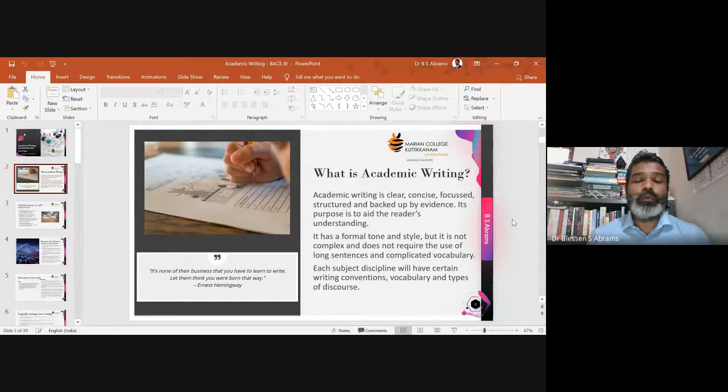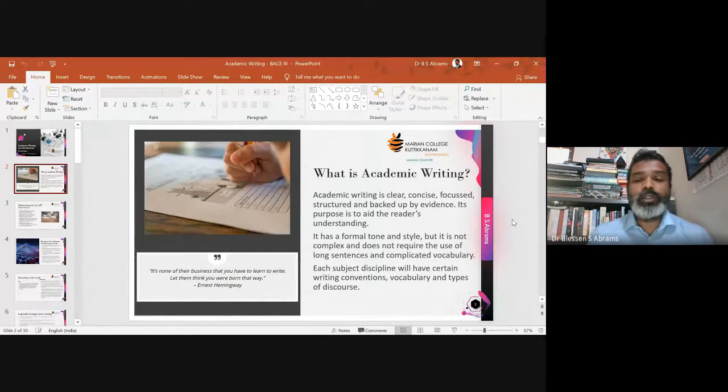And as you know, for arts and humanities, you have a different style. For science subjects, you have a different style. For arts and humanities, as we've discussed before, you're following the structure and format developed and designed by the Modern Language Association. But on the other hand, for the science researchers and students, they are following the American Psychological Association's structure and format. So each subject discipline will have certain writing conventions, vocabulary, and types of discourse.